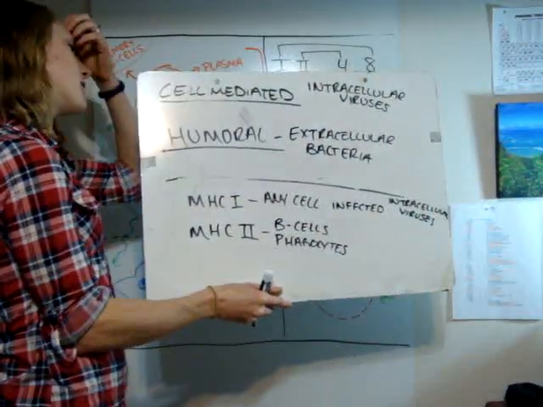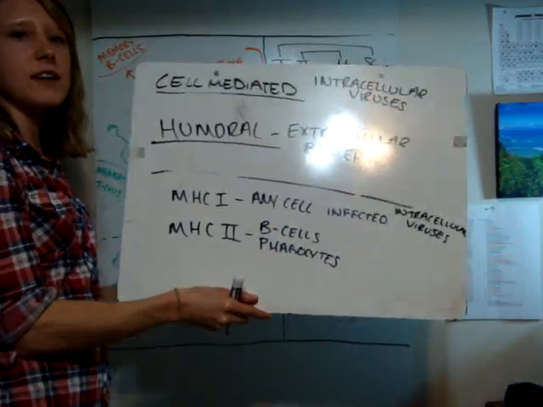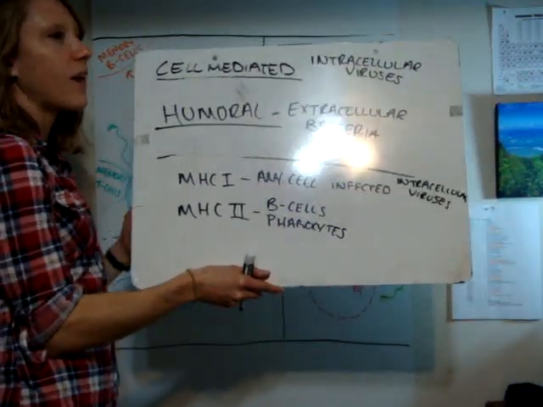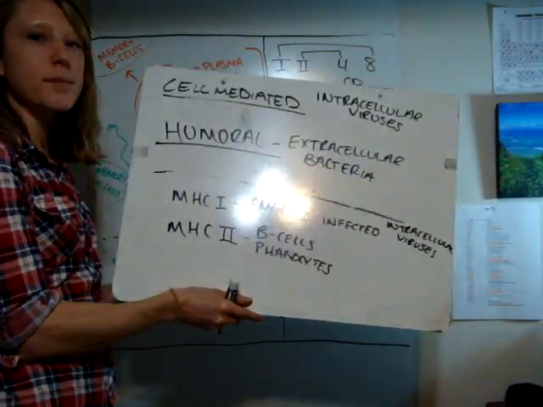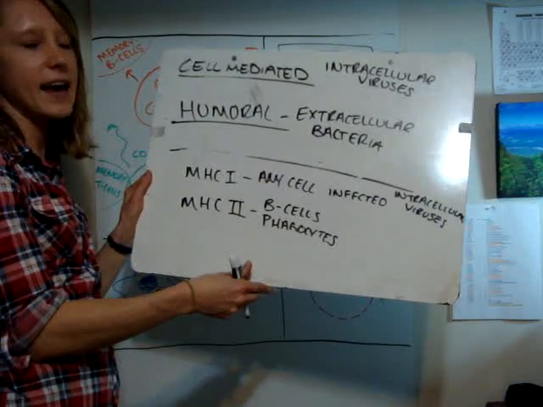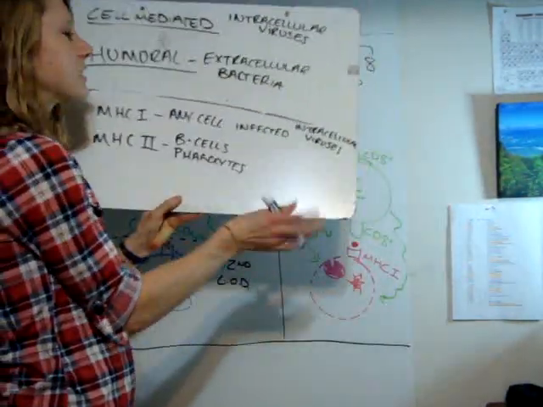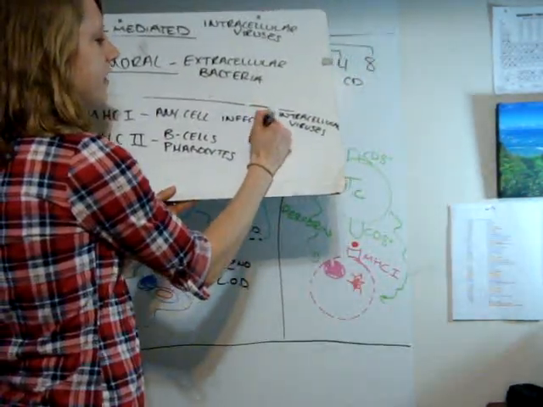MHC class 2, remember, is referring to, look at what I ate for lunch today. Do phagocytes usually eat viruses or bacteria? They usually eat bacteria because bacteria are outside your cells. They can't hide that well. So MHC class 2 is better for extracellular.